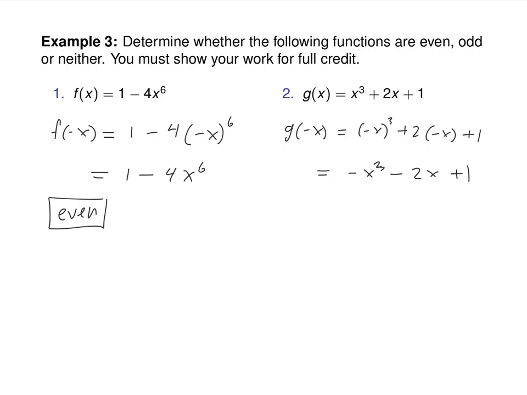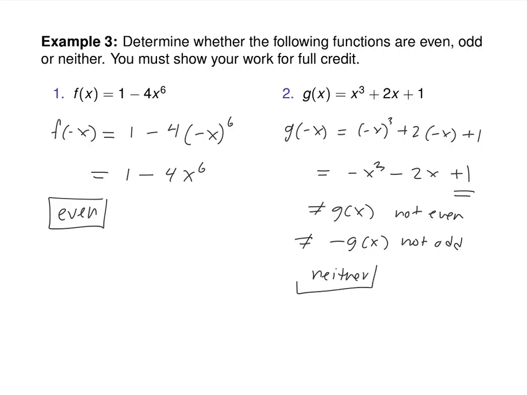Okay, so it obviously didn't give us back the original function, so it's obviously not even, right? Did it give us back negative the original function? No. Why not? What messed up? The plus 1. Does that make sense? So this is not equal to g of x, which means it's not even. It's not equal to negative g of x, which means it's not odd. So it's neither. Does that make sense? Okay.